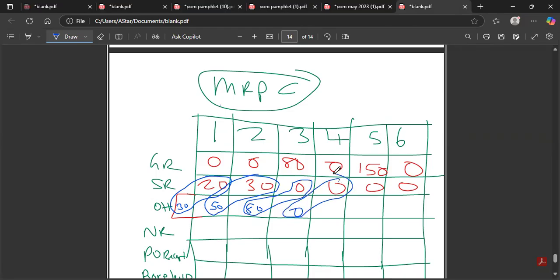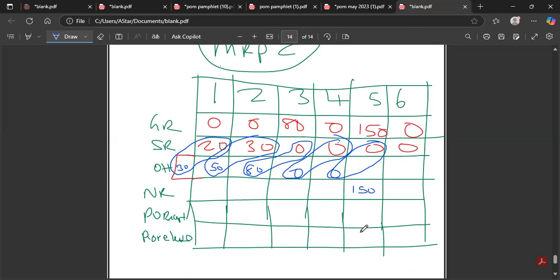0 plus 0 minus 0 is 0. 0 plus 0 minus 150, the answer is 150 net requirements. And then you order the same net requirements. 0 plus 0 to meet 0, the answer is 0. Then here, we are going to have what?